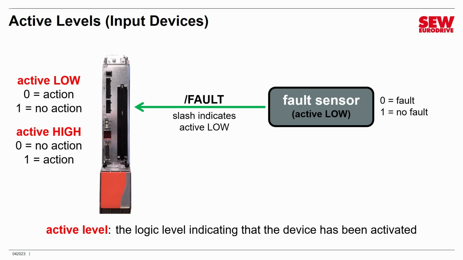By the way, we often indicate something is active low on a schematic or in our engineering software by putting a slash in front of the signal name. In some schematics, they put a bar over the top of the signal name. It means exactly the same thing. It means it's active low.